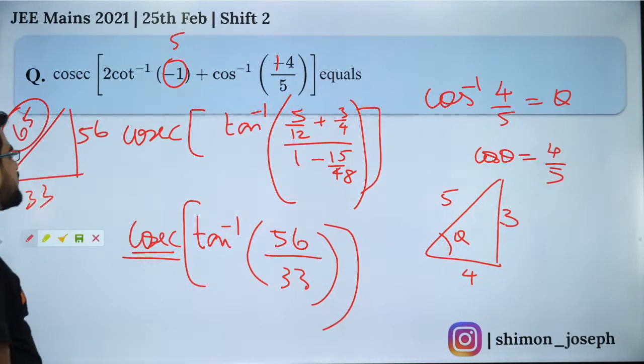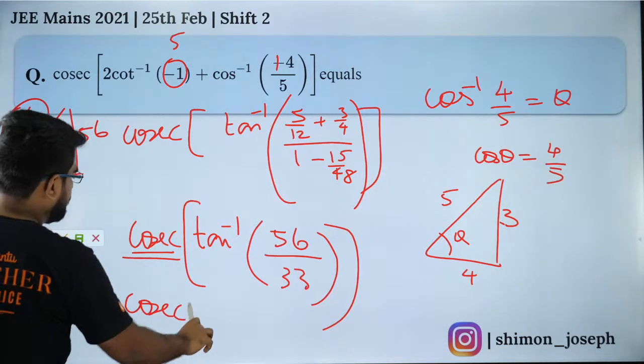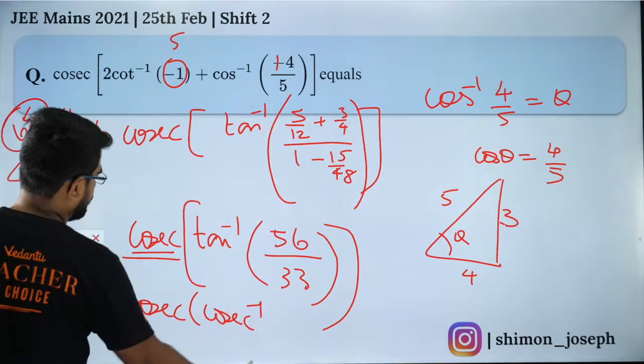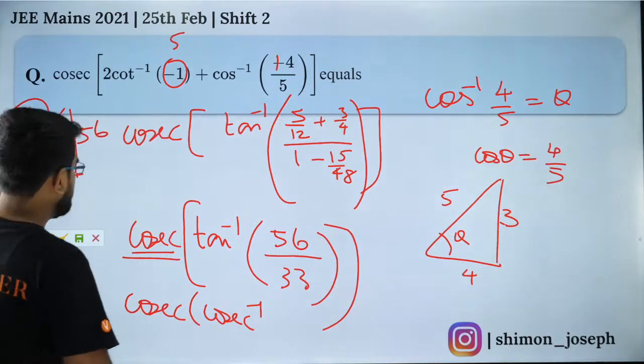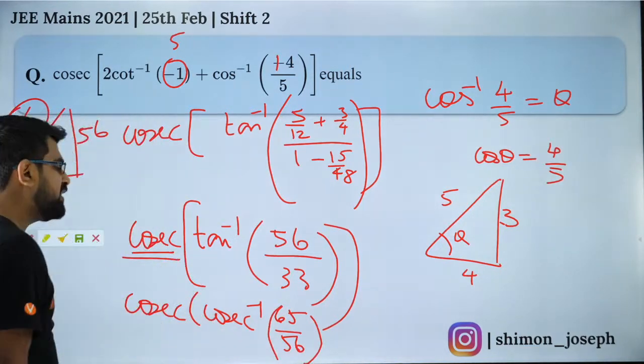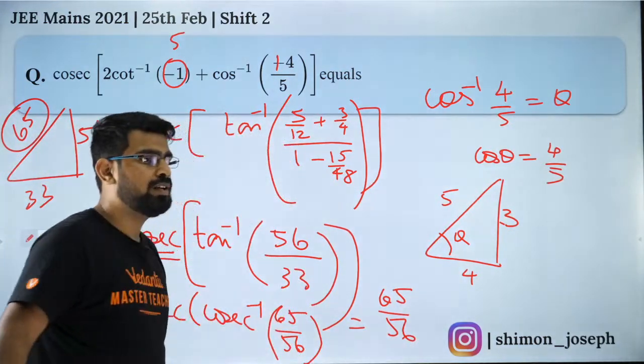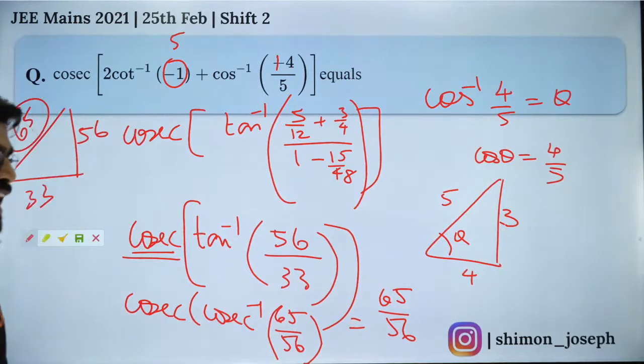If it is 65, then it's a great value, because the answer comes out to be cosecant inverse of 65 by 56. So that will be 65 by 56. That will be the answer. Okay, so 65 by 56 is the answer.